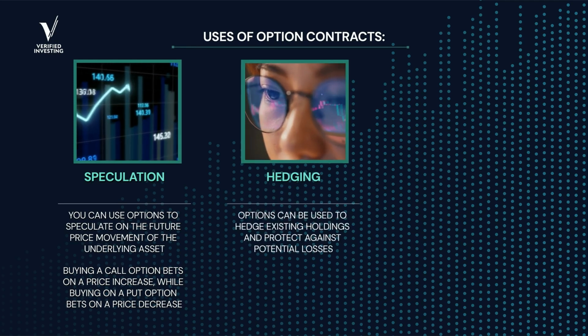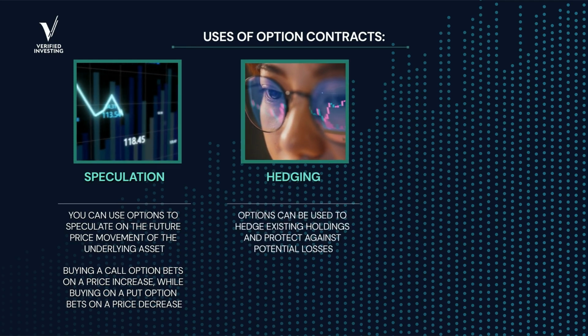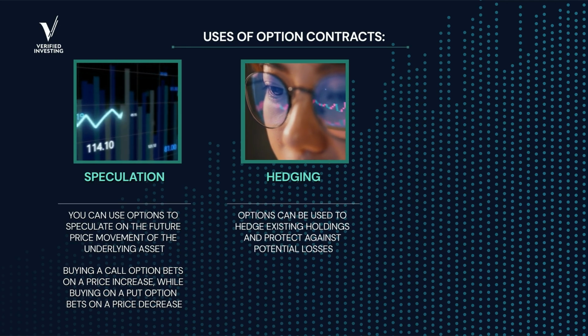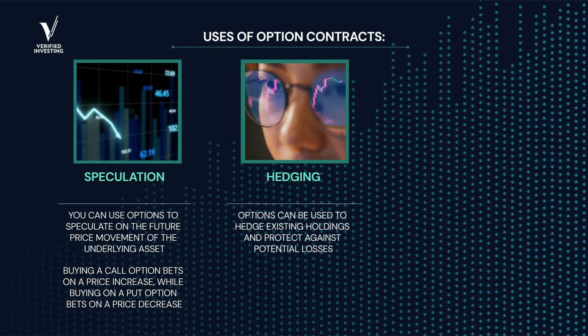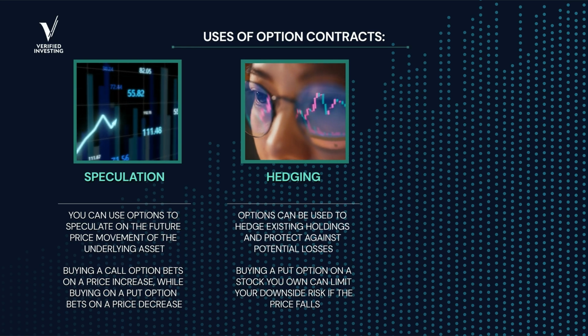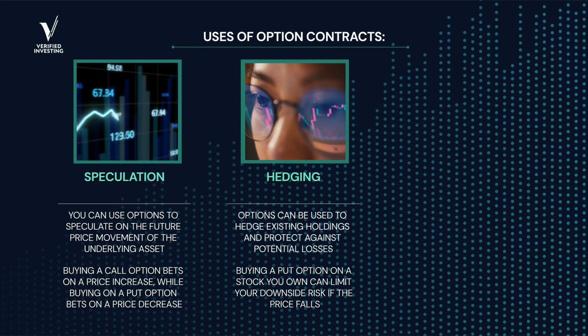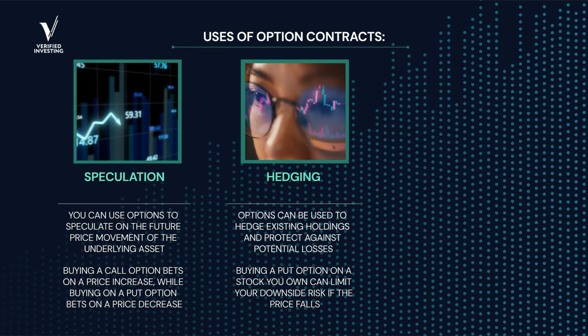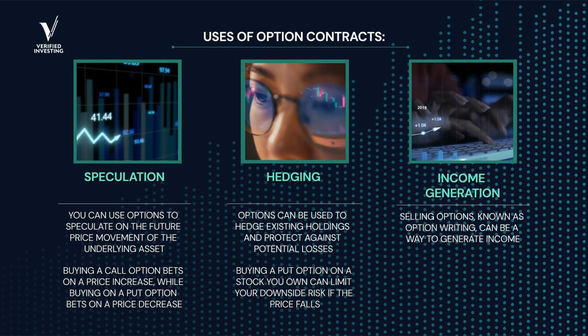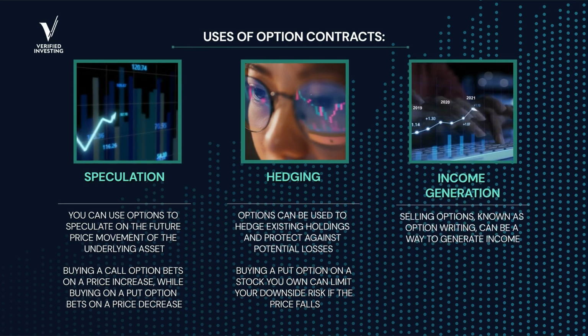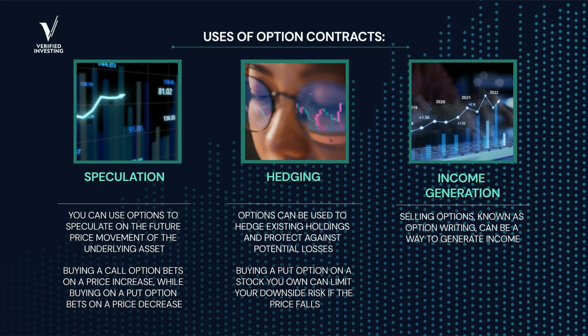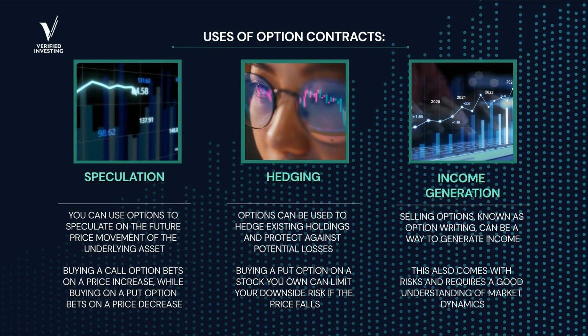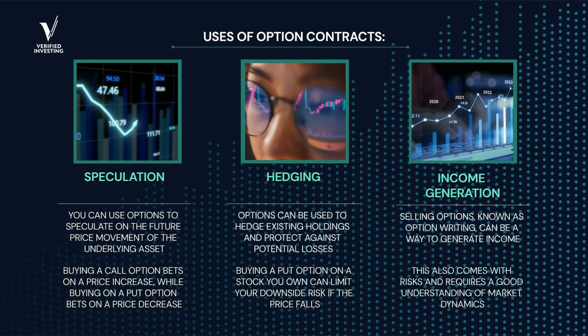There is also hedging, where options can be used to hedge existing holdings and protect against potential losses. For example, buying a put option on a stock you own can limit your downside risk if the price falls. And we have income generation, where the selling of options, known as option writing, can be a way to generate income. But this also comes with risks and requires a good understanding of market dynamics.